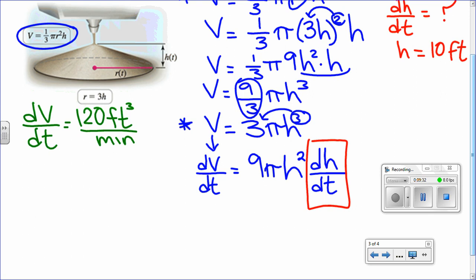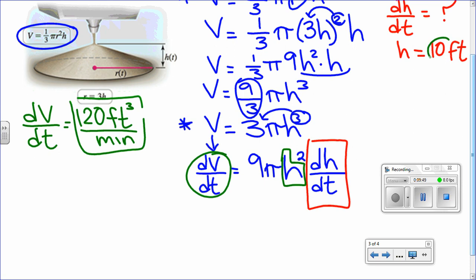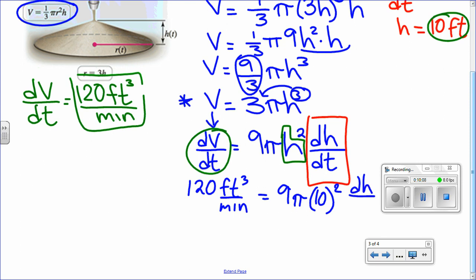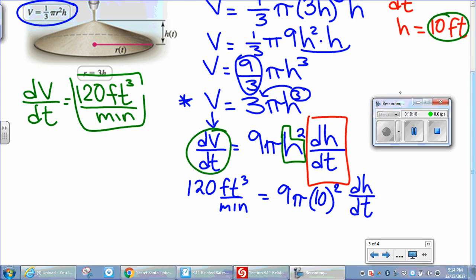Now, let's see what we have to substitute. So we can substitute this one with that, 120 cubic feet per minute. And we could also substitute the height with 10 feet. So we're going to do that. So this will be 120 cubic feet per minute. Here we will have 9 times pi, and we have 10 squared, and we are going to be solving for dh dt.